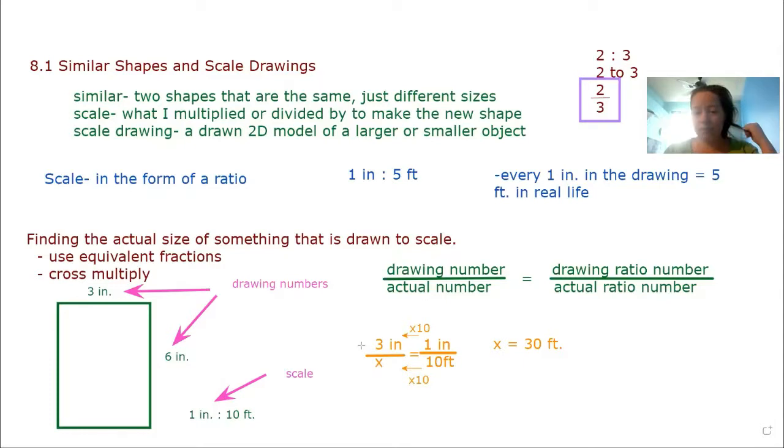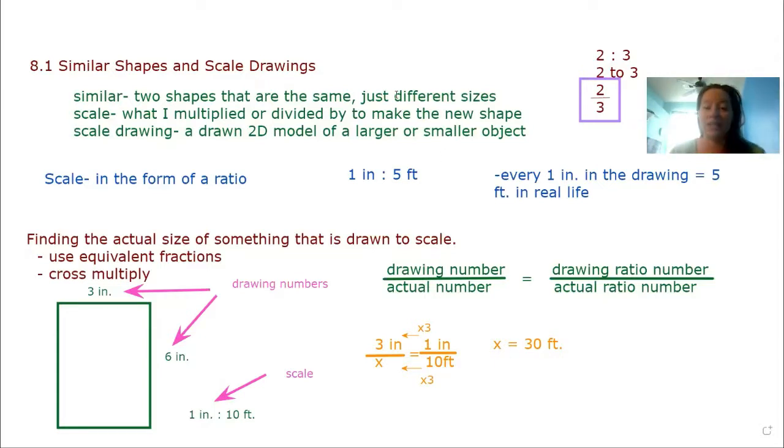So I multiplied times 10 going in. Oh, sorry. Why did I put down times 10? It's not times 10, it's times 3. Oh my goodness. Okay, so I times by 3 going in that direction. Times 3 on the top and times 3 on the bottom. So the 1 times 3 gave us a 3. The 10 times 3 gave us a 30. So x is equal to 30.